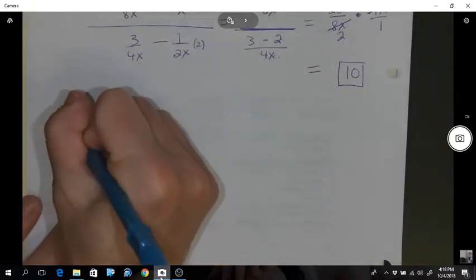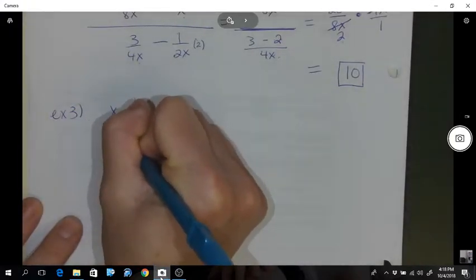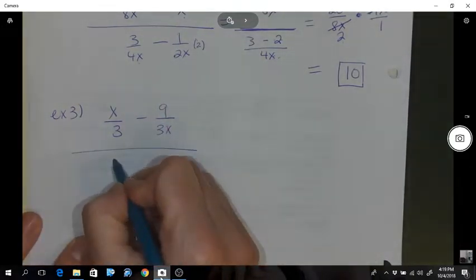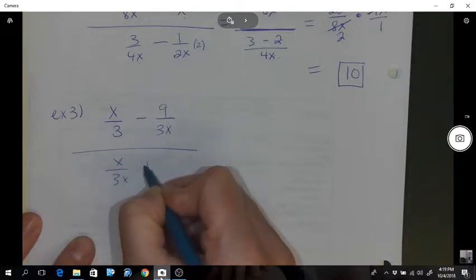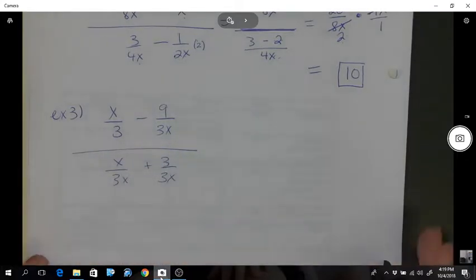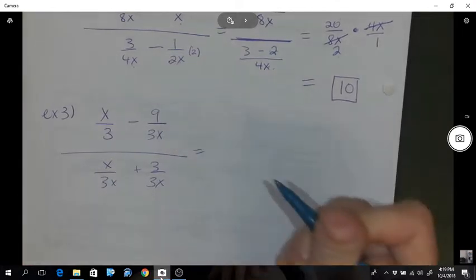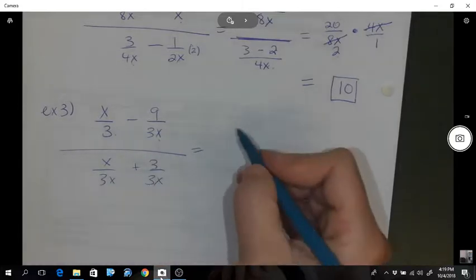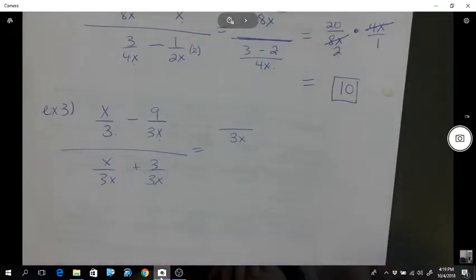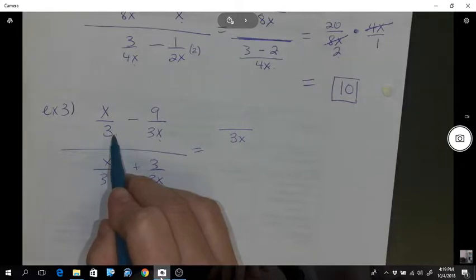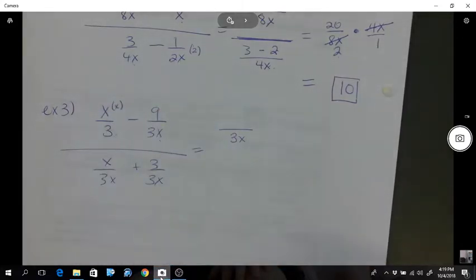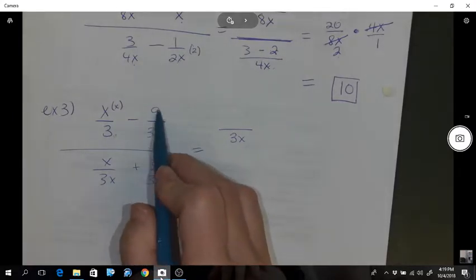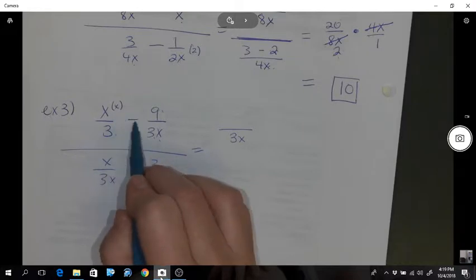Okay, example 3. x over 3 minus 9 over 3x, all over x plus 3 over 3x. Okay. In this first part, 3 and 3x would both fit into a 3x. I would need to multiply this by x, so I need to multiply the top by x. I would need to do nothing to this one, so I leave it. So this now becomes x squared minus 9.